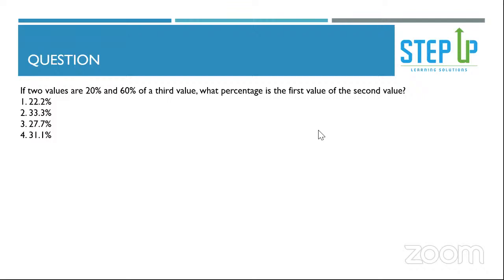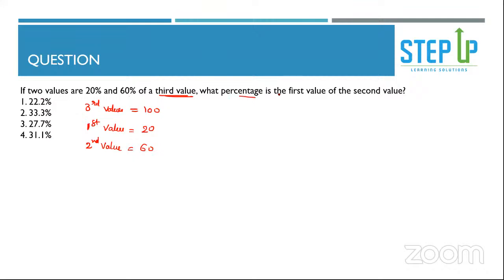Okay. What is the answer for this one? Do we know the third value? We don't know. So the third value, we'll assume it to be 100. So the first value will be what? If two values are 20% and 60% of a third value, so 20% of this means the first value will be 20, and the second value will be 60% of 100, which means 60.